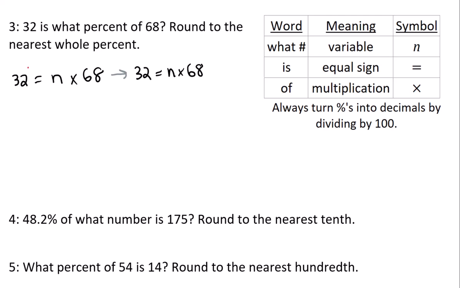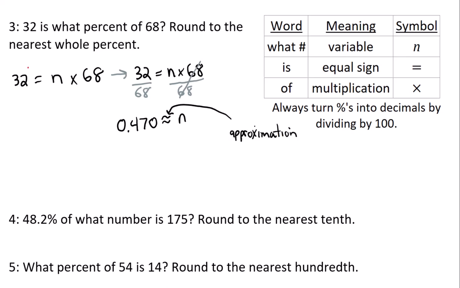So I go ahead and rewrite my equation, and I see that my variable has multiplication next to it. So I have to undo multiplication. The opposite will be division. So I have to divide out that 68, and I have to do it to both sides. By dividing both sides by 68, this goes away, and I'm left with roughly 0.470. I'm going to do my squiggly equal sign and then set that equal to n. The squiggly equal sign just means an approximation. So there's my answer. However, we want to round to the nearest percent, the whole percent actually.